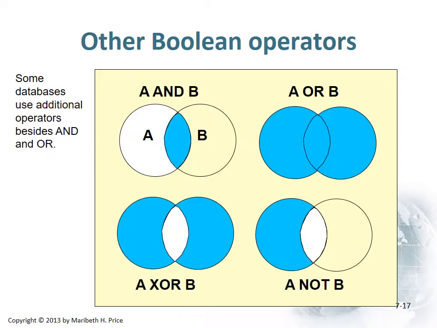NOT is fairly straightforward. A NOT B means everything that's A, and you're going to get rid of everything that had B. So those are two. If you need to do those kinds of exclusions from your data to exclude certain records, we can use XOR and NOT to do that.